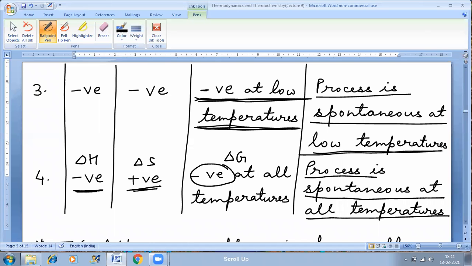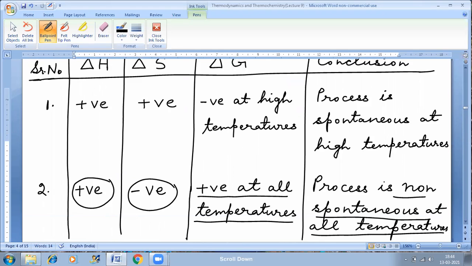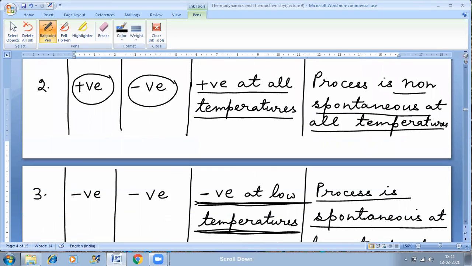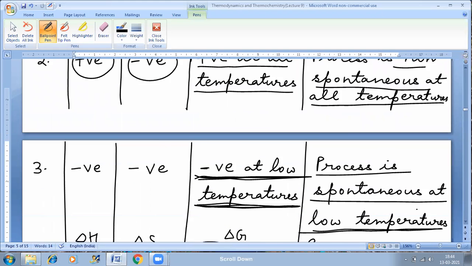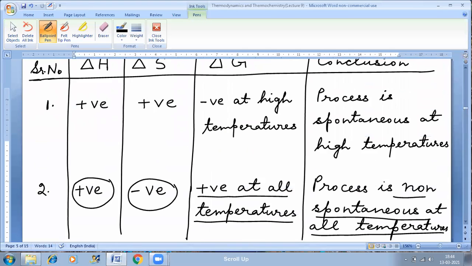So these are the four cases. First case, both positive. Second case, delta H positive, delta S negative. Third case, delta H negative, delta S also negative. And last case, delta H negative, but delta S positive. So there are four cases, and accordingly, there are four different types of conclusion possible.